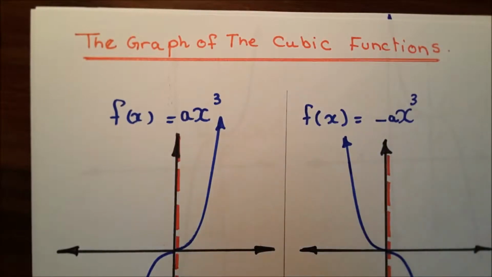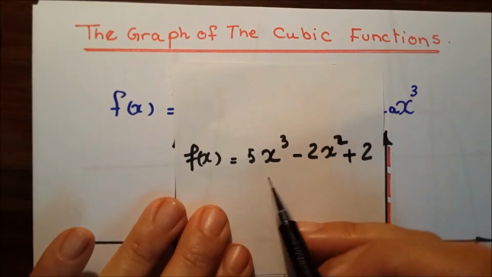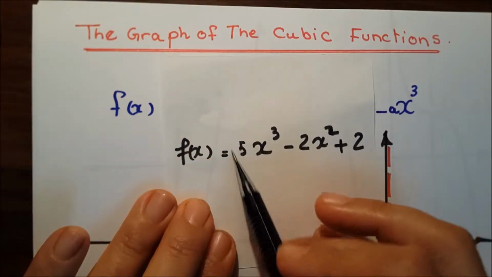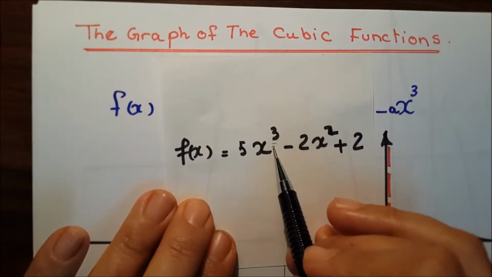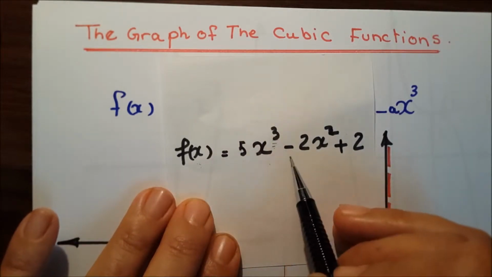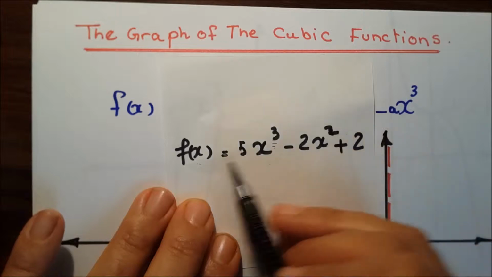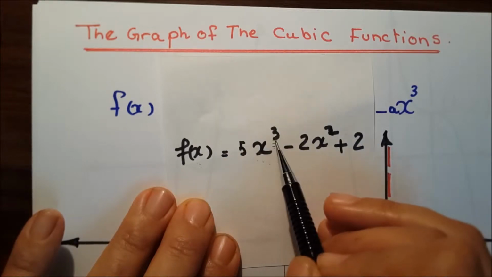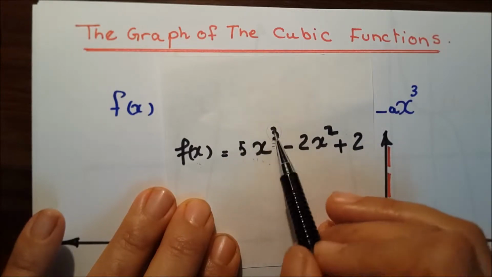Now we're going to take the graph of the cubic function. A cubic function is a polynomial in this form where the highest power of x is 3. For example, f(x) is equal to 5x cubed minus 2x squared plus 2. This is a cubic function where the highest power of x is 3.